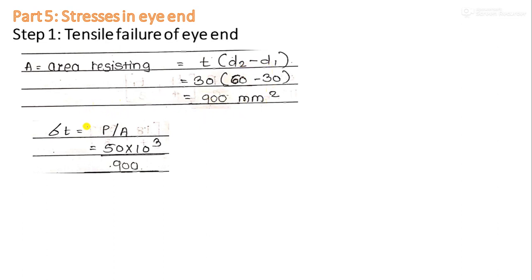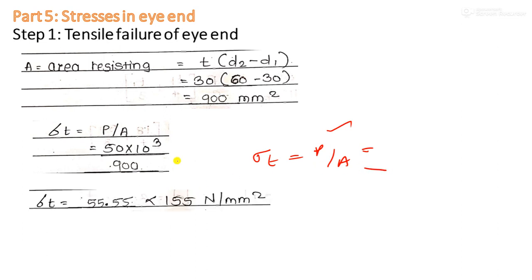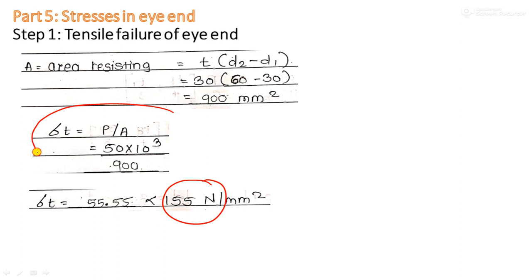So now there is no need to use the earlier sigma t; now we'll use a different case. Sigma t is equal to P upon area. P we know, area we have calculated. What is the answer? The answer is 55.55. So now what is your allowable stress? 155.